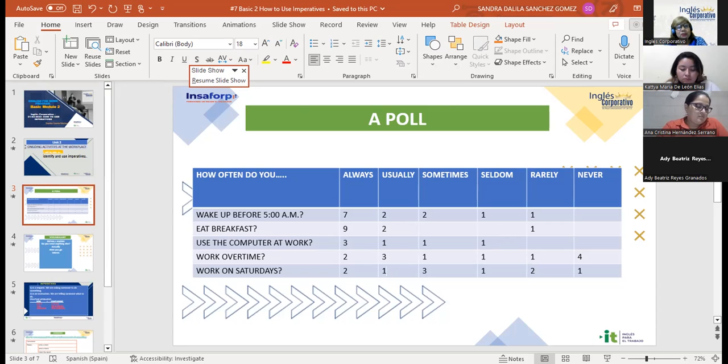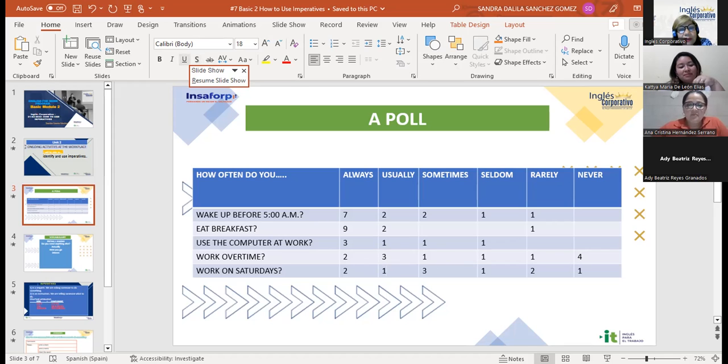Okay, as you see, the majority go in always. And only four people never work overtime. Never, four of them. Oh, congratulations, these people. Okay, and only one student never works on Saturday. I guess it was Guillermo, I don't know. Guillermo said no. It's Raquel. Ah, Raquel, never. Okay, you see the data?